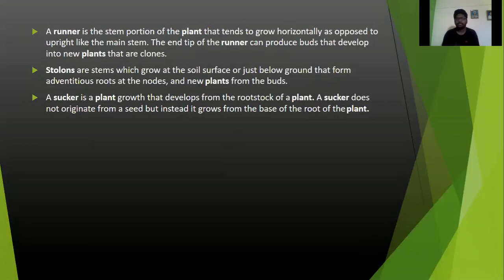Stolons are also stems which grow at the soil surface or just below the ground and form adventitious roots at the nodes, and new plants from the buds. In sucker, there is plant growth developing from the rootstock of the plant. In the case of banana, from the rootstock there is a new plant formation. A sucker does not originate from the seed, but instead grows from the base of the root of the plant. It is produced from the plant itself, from the root system.